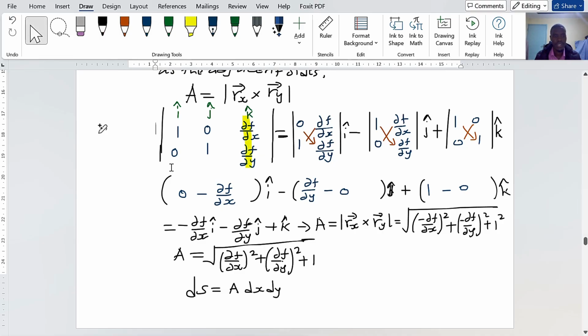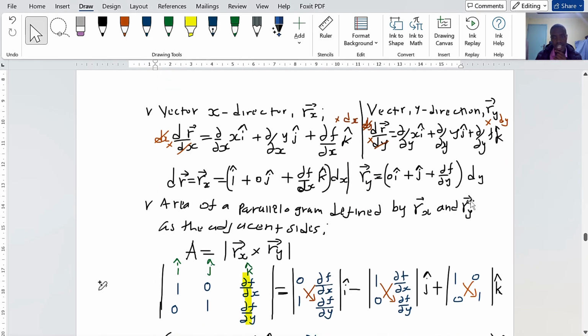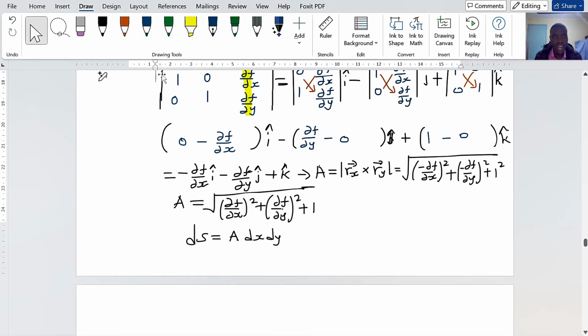How does that come? Remember our Rx had dx and dy. So when you find the cross product, I should have written here, our ds, the differential element of area, will simply be the cross product Rx cross Ry. Then remember the Rx is dx and Ry is dy. So we bring them outside here and say dx dy. So our final answer is this.